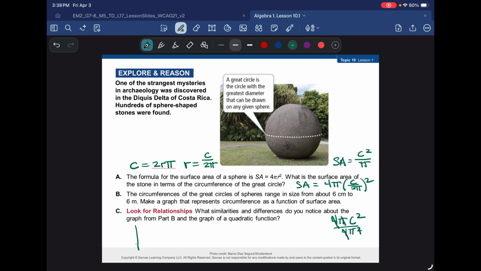I'm just going to draw a rough sketch of it since I don't have my graphing calculator, but it would increase less and less, okay? If surface area was our x-axis and circumference was our y-axis. So it looks similar to what a quadratic equation might look like if it was turned on its side, and we're going to look at that again a little bit later on the next couple of slides.